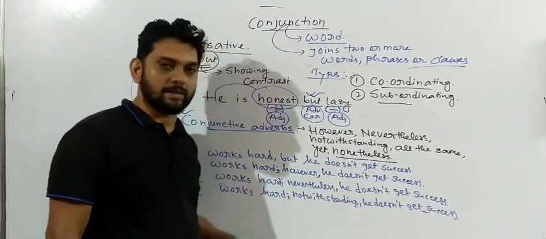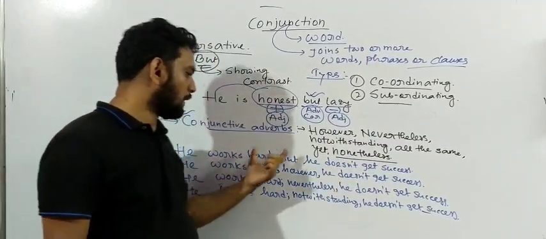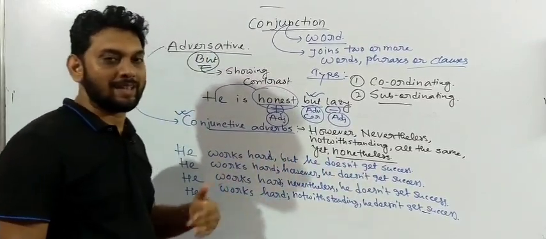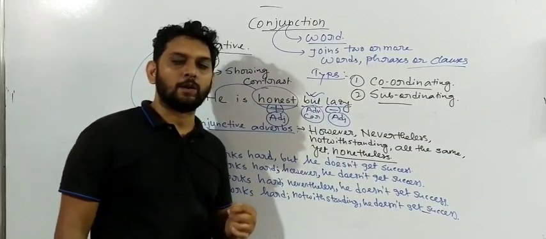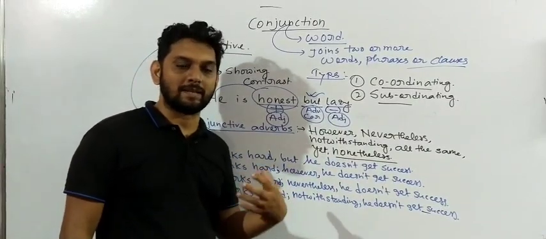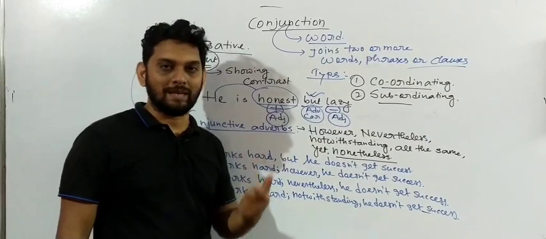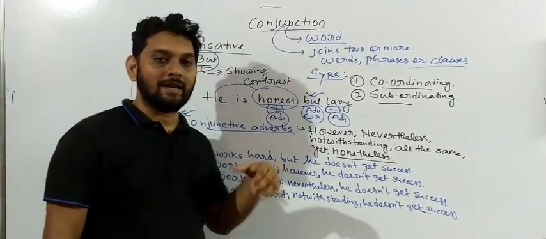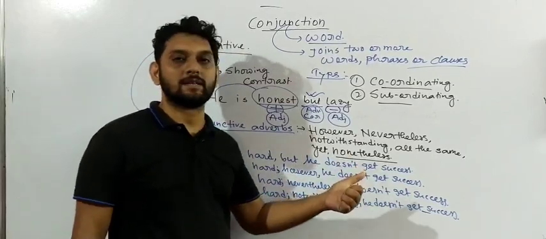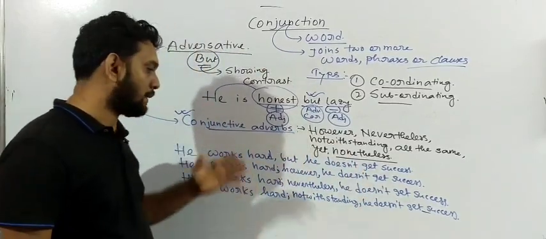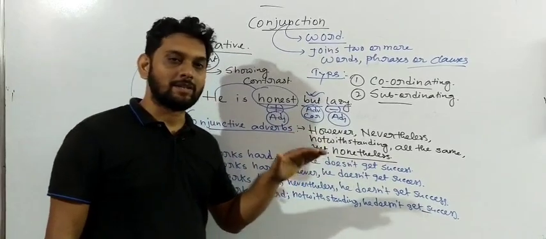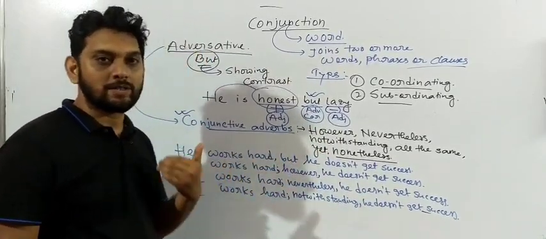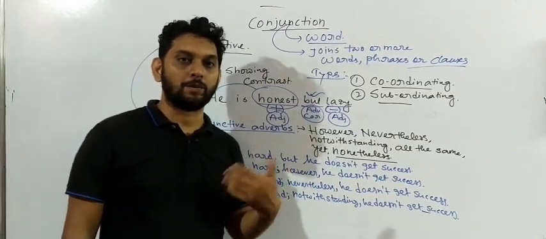But he does not get success. That means both of the clauses, he works hard and he doesn't get success, can stand alone. Can stand alone means both of these sentences can express their own meanings. He works hard, it expresses its own meaning. If I say he doesn't get success, it expresses its own meaning. Both can stand alone, and they have taken the conjunction but, and but always shows the contrast or the opposite sense.